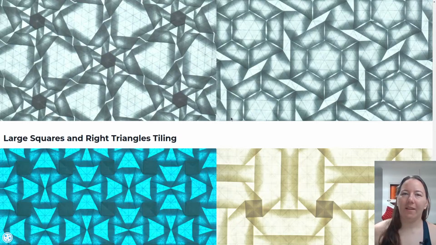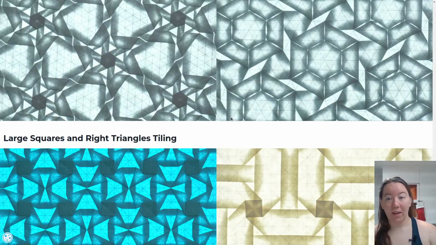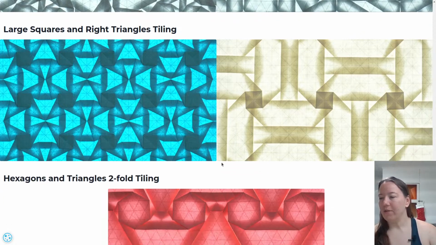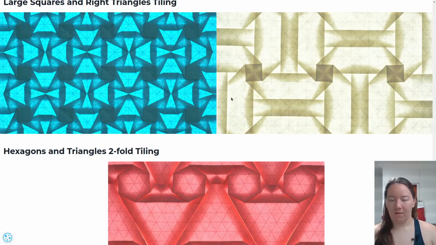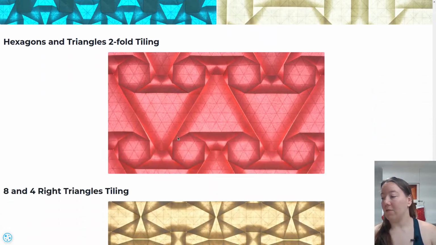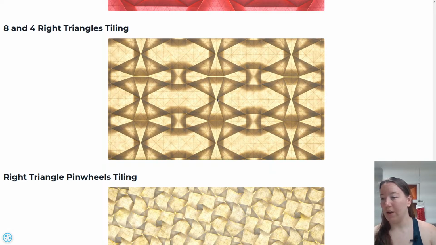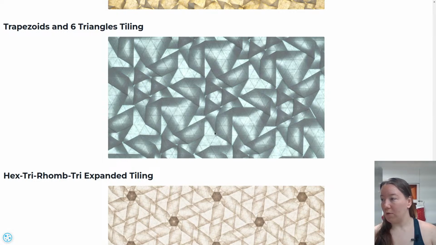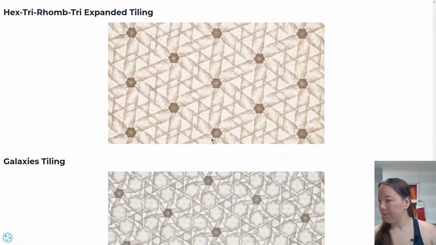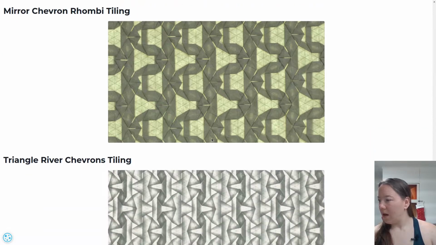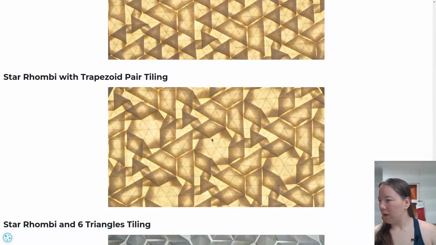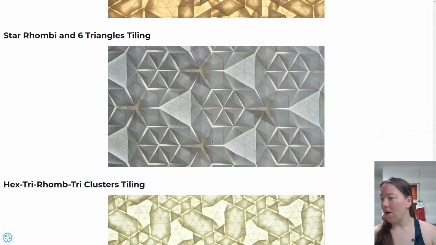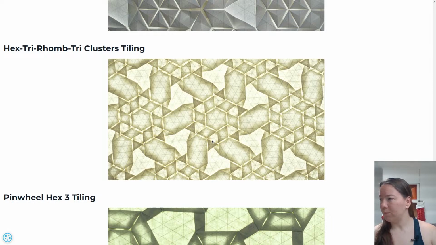As you saw in the beginning, there's a lot more tilings than I was able to fit into Tessellations by Tiles. Large squares and right triangles is a great one in Tessellations by Tiles, as is hexagons and triangles 2-fold, 8 and 4 right triangles. Let's see, the trapezoids and 6 triangles is also in there. And there's a bunch more tilings here. So there's a lot more tilings in Tessellation Garden than there are in Tessellations by Tiles.